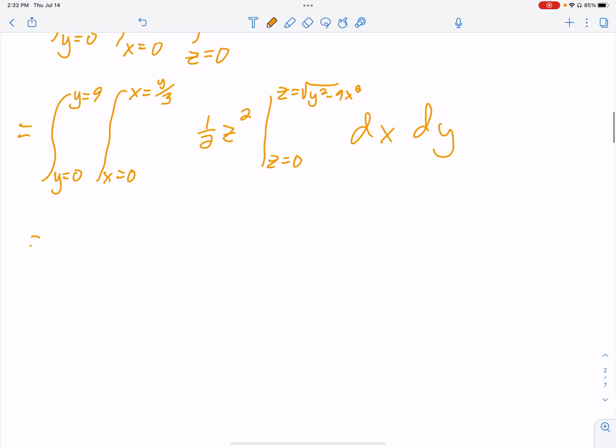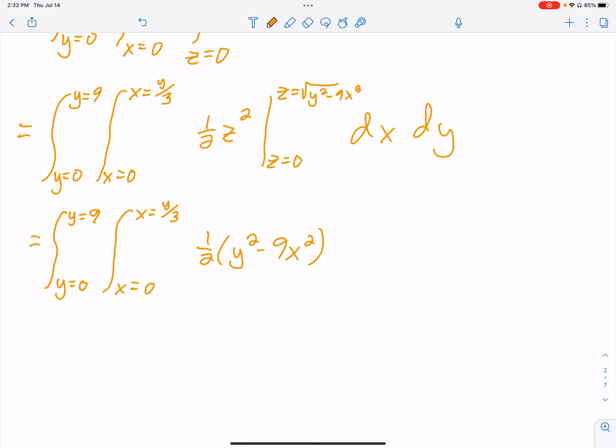Right? It actually most of the time works out nicely. Notice when I plug that square root into that square, it's going to undo itself. So y equals 0 to y equals 9, and then we have x equals 0 to x equals y over 3. All right, we're plugging each one of those in. I got 1/2 times y squared minus 9x squared, dx dy. All we did was plug in z equals that big expression, and then plugging in 0 is just going to get us a 0.